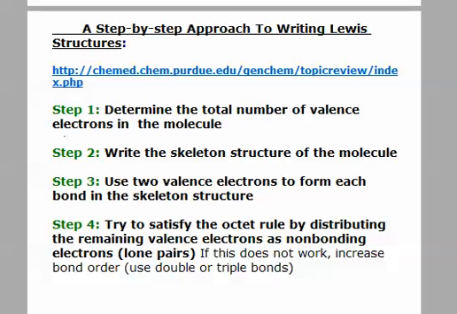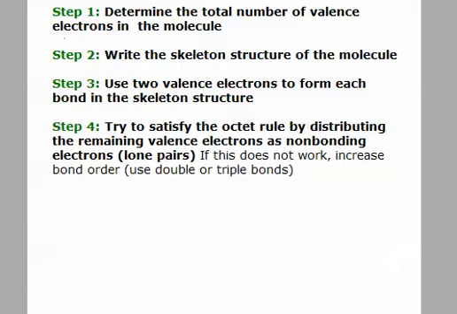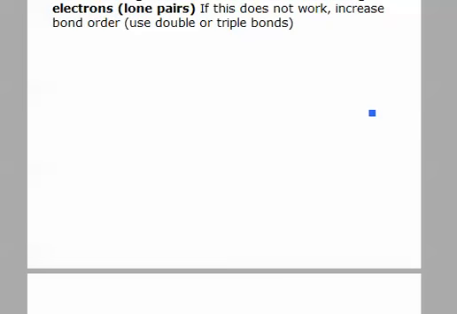And rather than gaining or losing electrons to do this, nonmetals like to share electrons to have their filled octet or their noble gas configuration. So this is easiest to understand if we do a few simple examples.